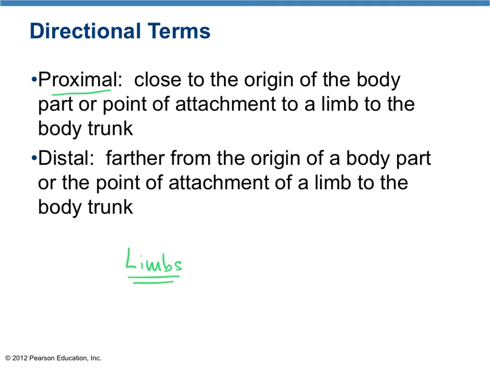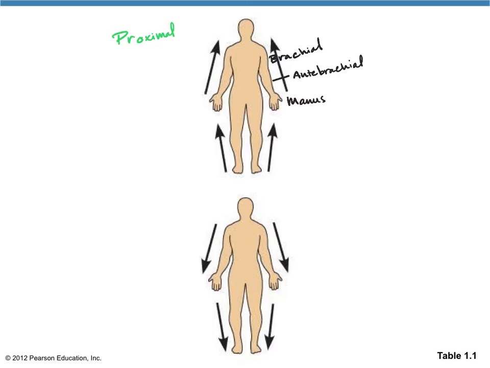The word distal means that it's farther from the origin of the body part or the point of attachment of the limb to the body trunk. So this is one where we're definitely going to go over some examples. So first we'll go over the word proximal. The word proximal means that you're closer to the point of attachment.